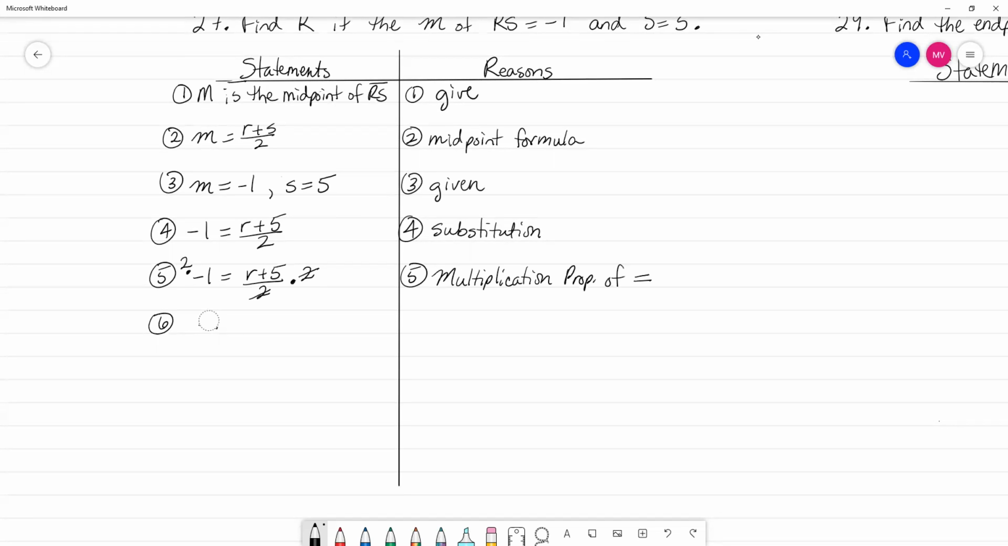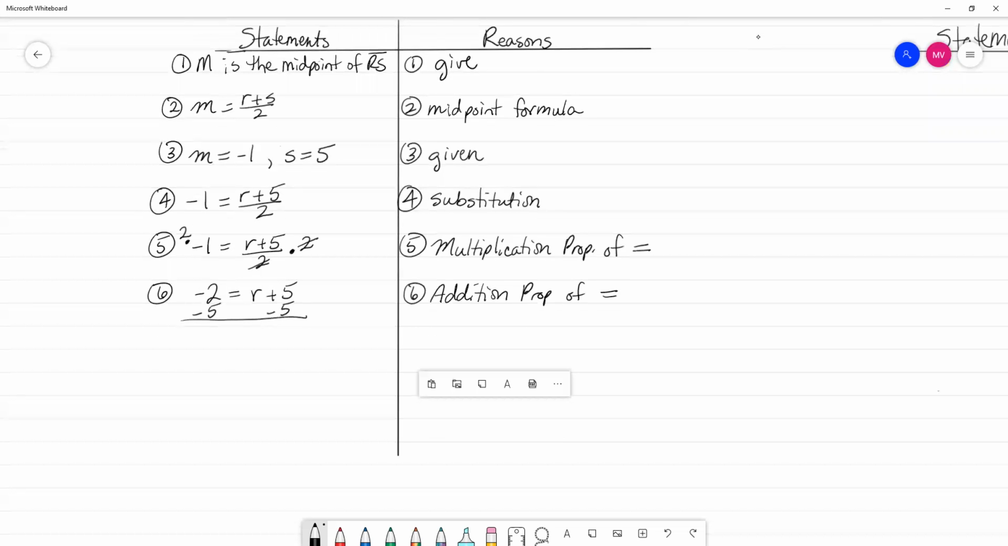So that gives us 2 times -1, which is -2, and then those cancel out, R plus 5. Now for number 6, in order to isolate the variable R, we must use the addition property of equality to subtract 5 from both sides. Because remember, subtraction is simply adding a negative, the opposite. So it still counts as addition. Addition property of equality. And from that, we can state that R is equal to -7.